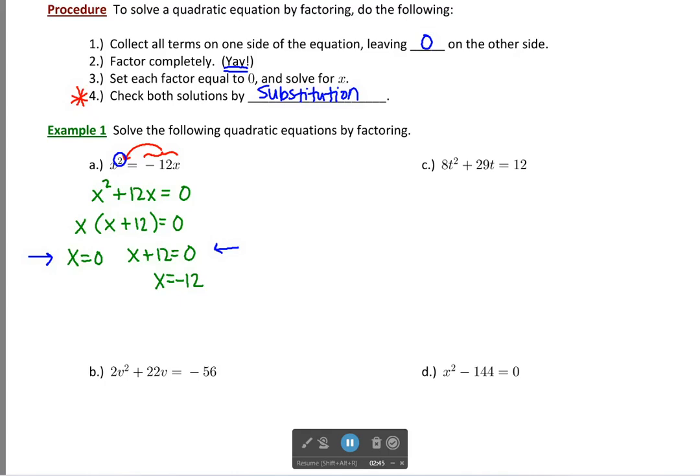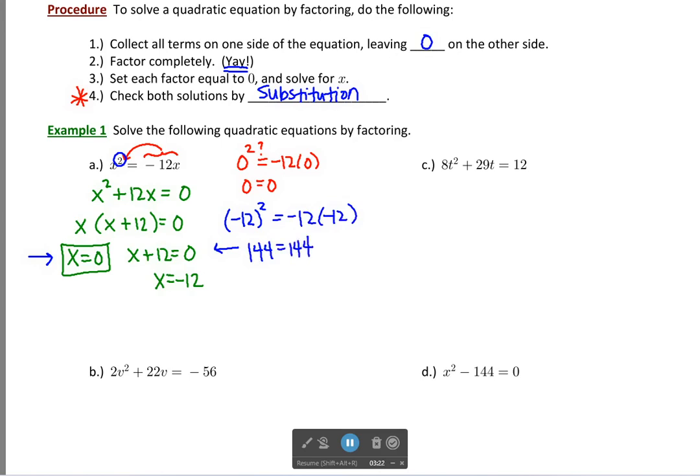So I'm going to take my first solution, 0, and plug it into the original equation and test to see if I have a balanced equation. On the left side we have 0, on the right side we have 0, so we know that x equals 0 is the correct solution. Let's check our other solution. So I'm going to take negative 12 and plug it in for x on the left side. Notice the parentheses there. I'm squaring the value of x, so I'm putting negative 12 in parentheses to square it. And on this side we have negative 12 times negative 12. So clearly we have a balanced equation here since both sides have the value of 144. So both of our solutions work.